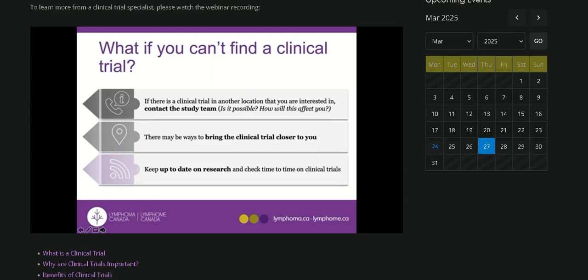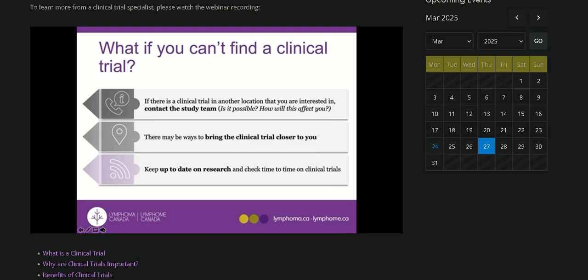There might be ways to bring trials closer to you. There might be ways that you can work with your healthcare team or providers to open up a new site. I'll be honest with you, that could take a lot of time and a lot of energy. So that might not be an option for you, but it is a possibility.